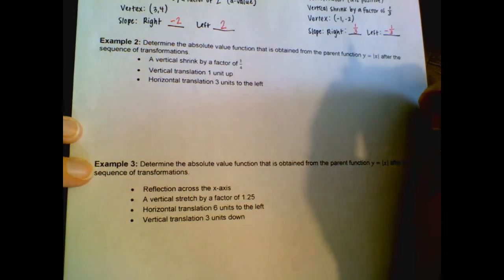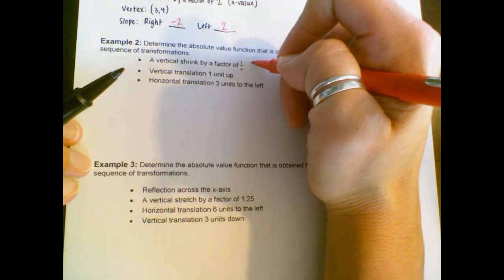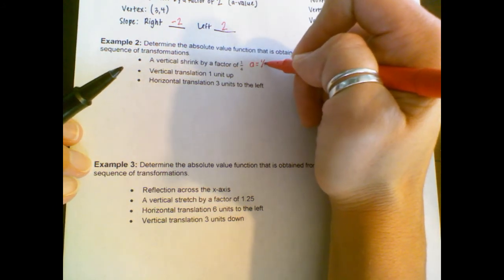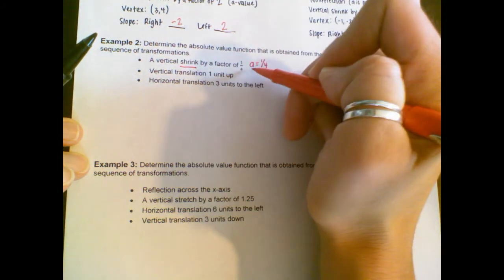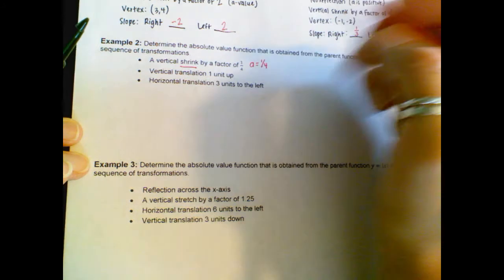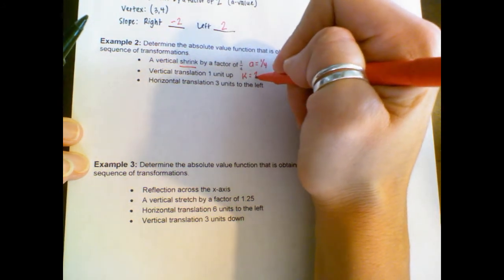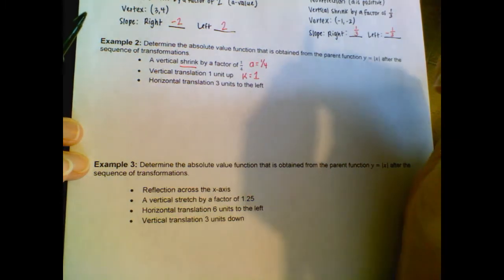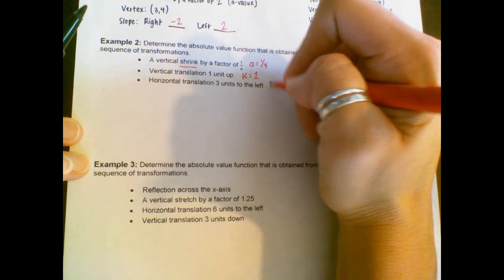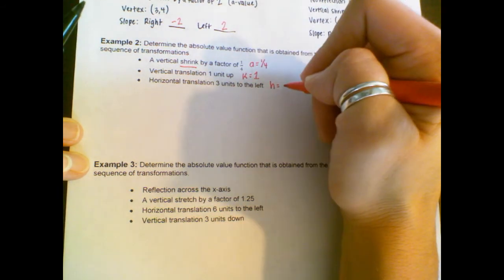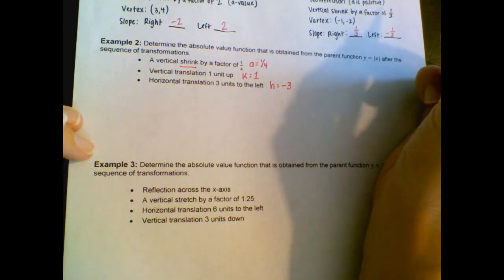So we're talking about a vertical shrink by a factor of 1/4. That's telling us that this has to do with our a value. So our a value is 1/4. Shrink or stretch always has to do with a. Vertical translation 1 unit up, that's telling us that our k value is positive. And if we're moving 1 unit, k value is +1. Horizontal translation 3 units to the left, that has to do with our h value. And if we're moving to the left, that means that h is negative. And if we're moving 3 units, that tells us h is -3.